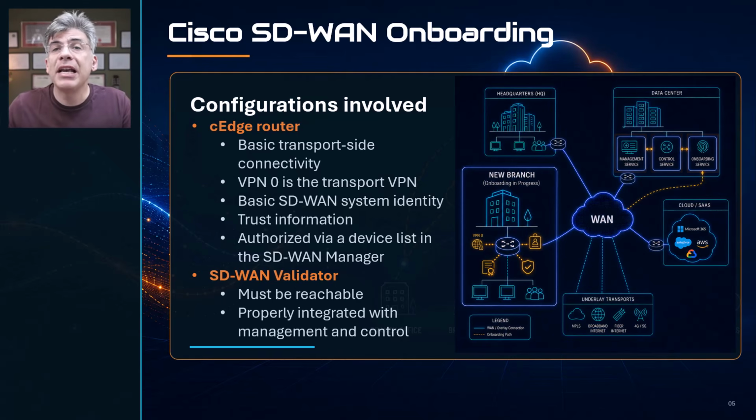So in our example here, the branch WAN Edge comes online, reaches the validator, proves its identity, discovers the manager and controllers, establishes secure control connections, receives its configuration and policies, and then becomes part of the overlay fabric. The exact commands and workflow depend, of course, upon the deployment model, software version, and whether you're using CLI templates, feature templates, plug and play, or manual bootstrap, but the logic is always the same. The Edge device needs transport reachability, identity, trust, and authorization before it can join the SD-WAN fabric.